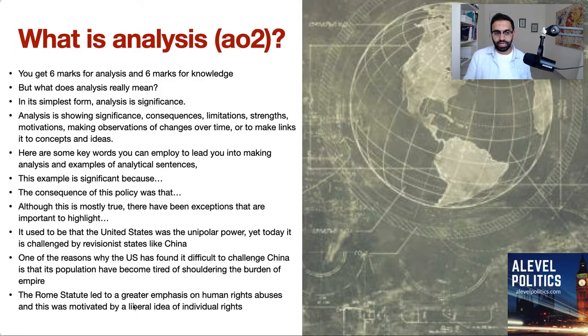The Rome Statute led to a greater emphasis on human rights abuses, and this was motivated by a liberal idea of individual rights. Links to concepts, right? Individual rights is what led to the establishment of the ICC and the signing of the Rome Statute. So these are really great examples or great phrases that lead you into analysis.